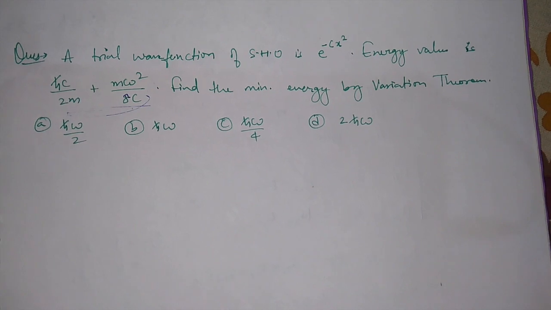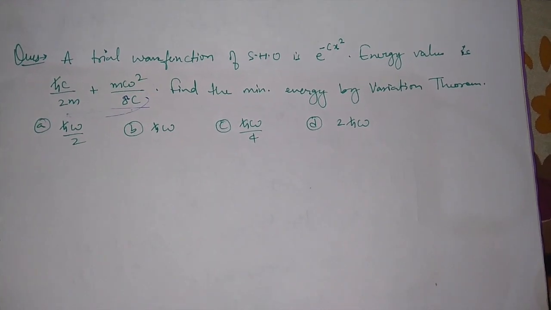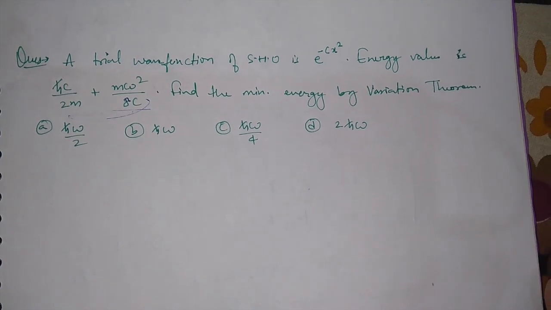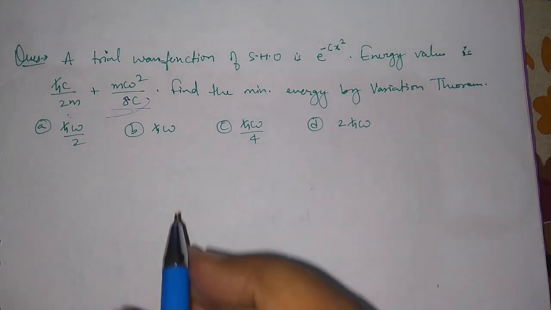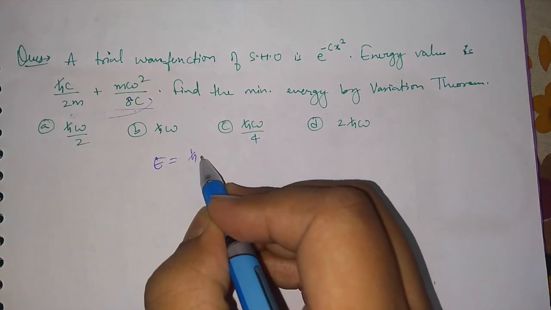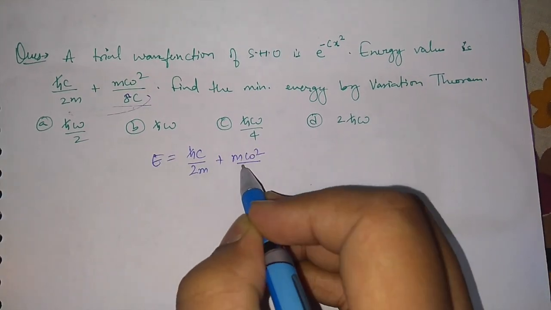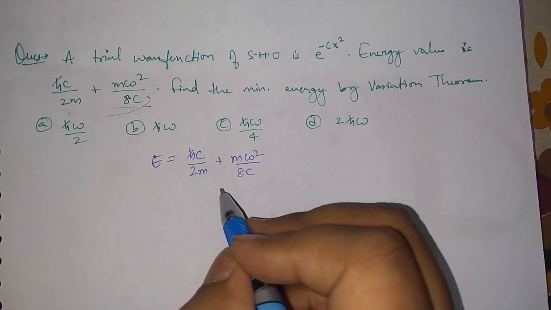Okay, it's a very important concept which you must have studied in your class 11th or 12th. There we studied the maxima and minima concept, and the similar concept we will apply over here. The energy term is given to you, that is E equals ħc/2m plus mω²/8c. So this is what your energy is given as.